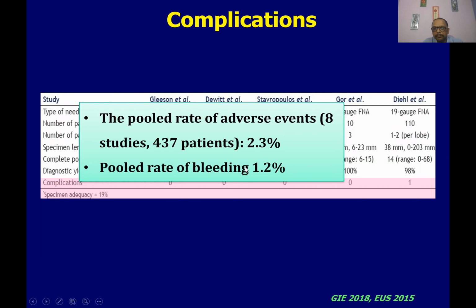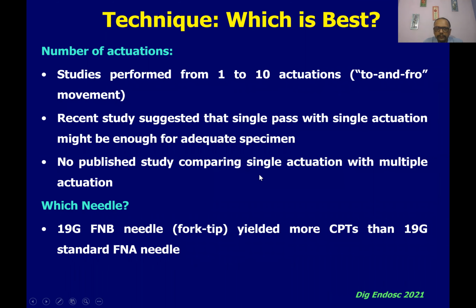And importantly, the pooled rate of bleeding was 1.2%. And fortunately, serious bleeding episodes were very rarely encountered using an EUS guided liver biopsy. Now let's look briefly at the techniques.